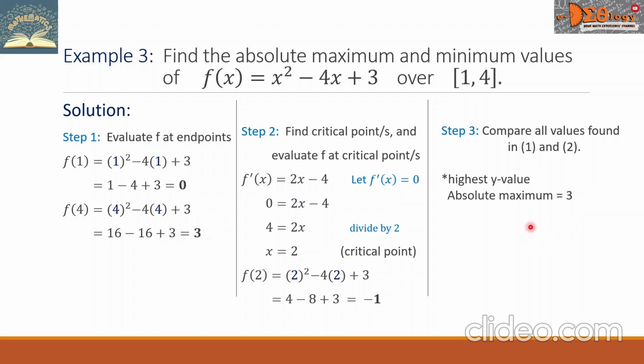Now, we look for the absolute minimum. Let's go for the lowest y value. Again, we compare the three values, the 3, the 0, and the negative 1. Obviously, the lowest number is the negative 1. So we write absolute minimum equals negative 1.